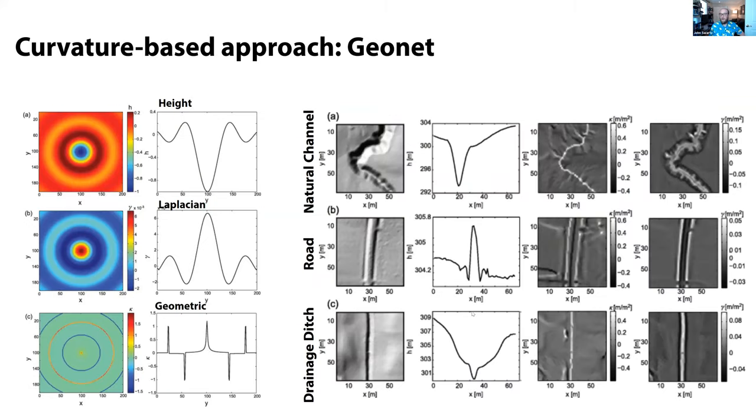So there are other ways of doing this. And this is a lot of the work that Paola's group is focused on. What we can do is use curvature-based approaches, such as GeoNet, which is another open source tool set that we have available for the community to use. And what this does, instead of that steepest descent flow accumulation, is it uses curvature to essentially threshold different types of objects within the landscape and allows you to do more of an automated approach to landscape analysis. So for instance, here we have some synthetic topography that's showing us the height here. Then we have Laplacian curvature and geometric curvature.